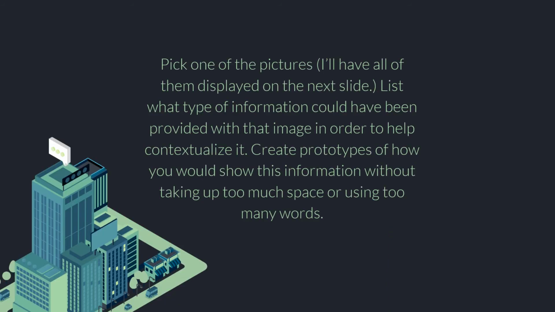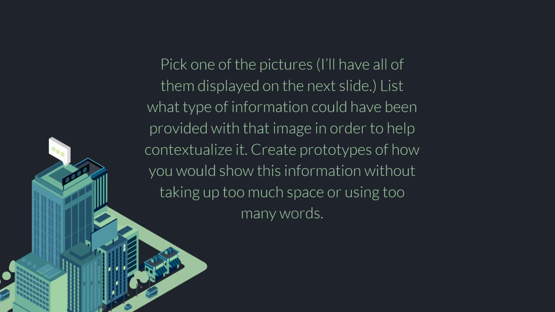All right, so for your assignment, you're going to pick one of the pictures. I'll have all of them displayed on the next slide, so you won't need to rewind the video or go back unless you want to. List what type of information could have been provided with that image in order to help you contextualize it, or wrap your head around how large it is and what it's showing you. So you're just going to pick one. What information could have been provided?